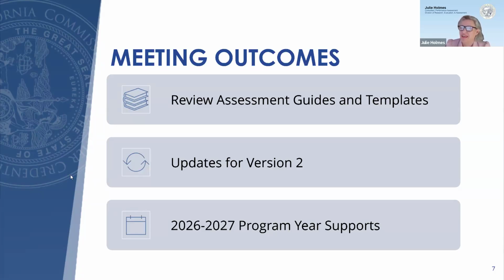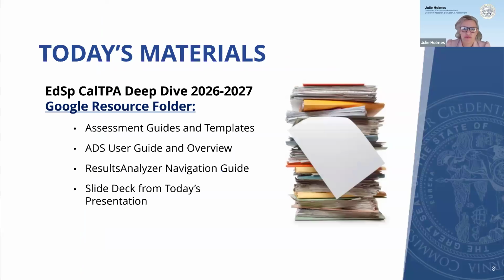All right, so Marissa's going to put our Google resource folder link in the chat for you to access the guides and the templates. If you need support with the ADS, the annual data system, or if you need to change who your program coordinator is, there's the user guide and overview in that folder. If you receive the data each month from evaluation systems, there is a results analyzer navigation guide. And at the end of today's presentation, we will PDF this slide deck and put it in the Google folder for you.